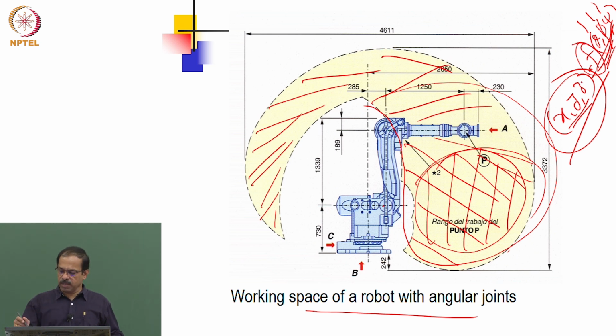Once we develop this relationship, we can write a simple program looking at the minimum and maximum limit of theta, phi and psi. You will be able to find out all the points in 3D space where the robot can reach. That is the reachable workspace that we have.